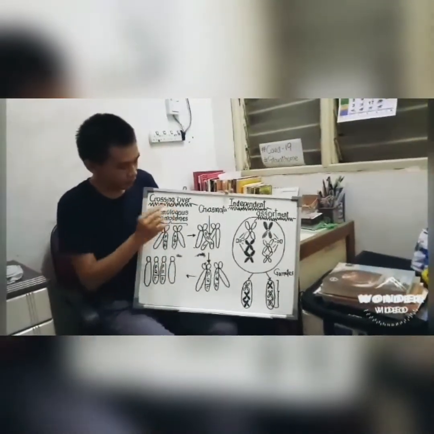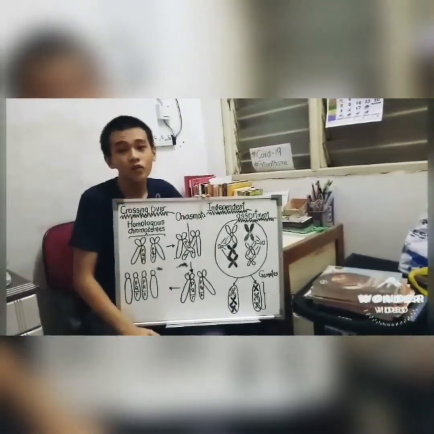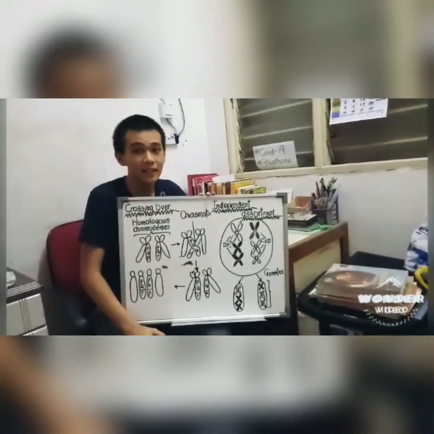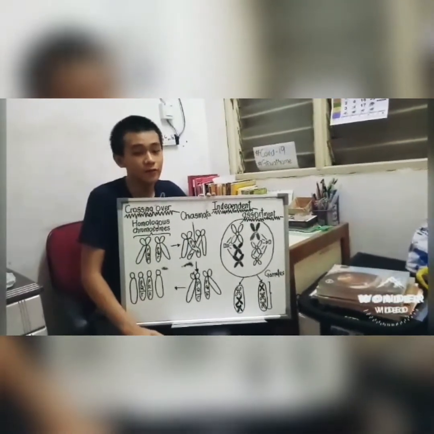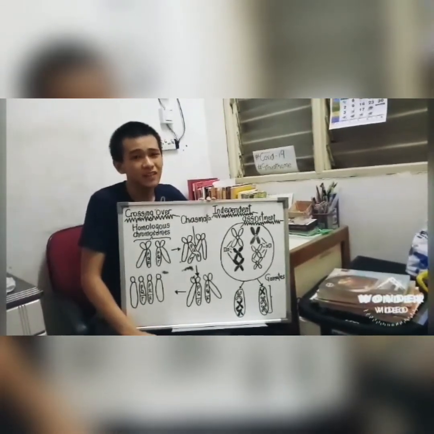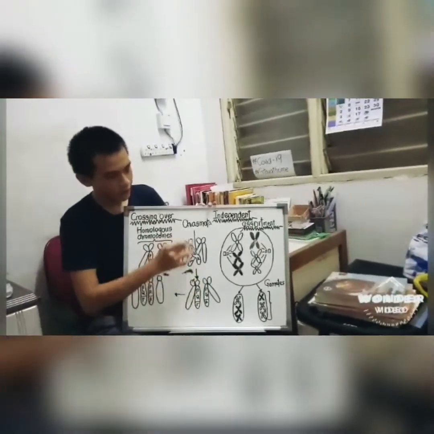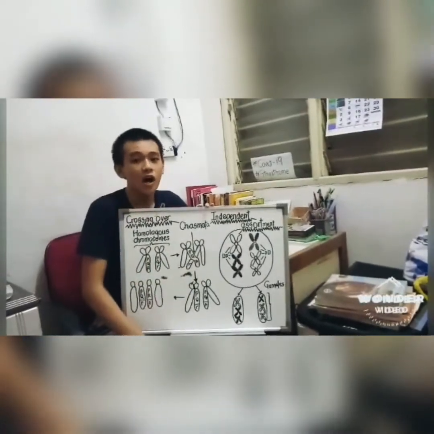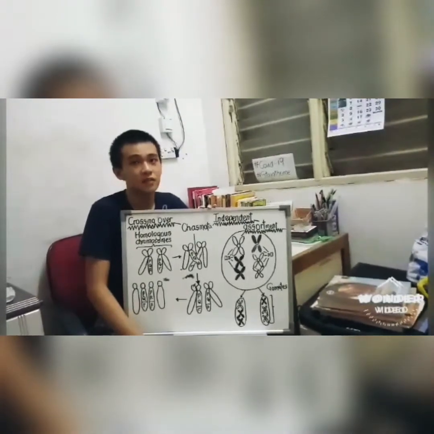Crossing over: there are homologous chromosomes. While the two homologous chromosomes are joined in a bivalent, portions of one chromosome are crossed over with the corresponding portions of the other chromosome. This point is called the chiasmata, and this enables maternal and paternal alleles to mix.